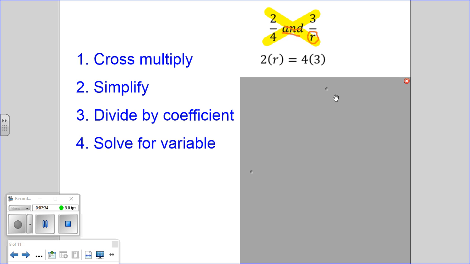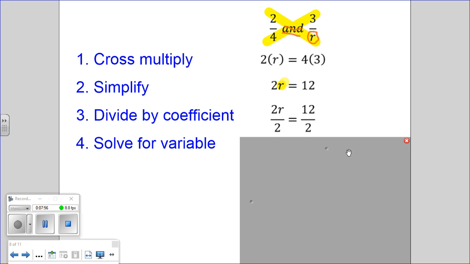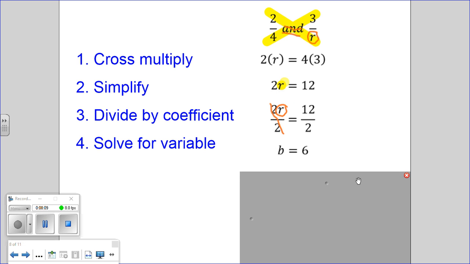Next, we're going to simplify. So I know that 2 times r is just 2r, and I know that 4 times 3 is 12, but if I wasn't sure, I could always type it in my calculator to check. The next thing I want to do is solve for r. So I want to go ahead and divide by the coefficient. So I'm going to divide by 2 on both sides since that's the number in front of the variable. When I divide by 2 on both sides, that's going to cancel out the coefficient and leave me with just r. And now I know 12 divided by 2 is 6, so r equals 6. So this should say letter R.